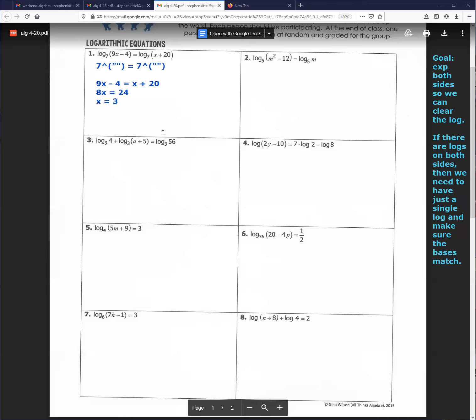Now, quick check. If we plug in a 3, 27 minus 4 is 23. 3 plus 20 is 23. We have the same thing on both sides. Both sides are log base 7 of 23, whatever that is. And we don't care what it is. We just care that it's the same.